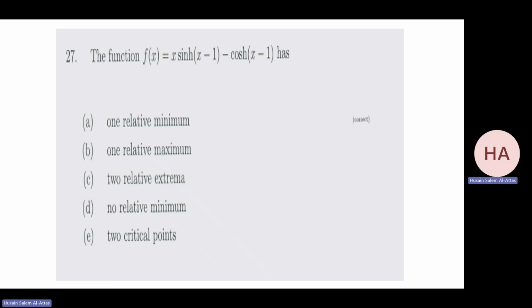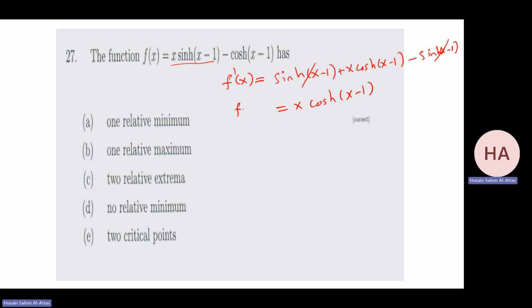The function has a relative minimum, relative maximum. Then I need to find f prime and check the signs. What will be f prime? Quotient and product rule. Derivative of x is 1, so I have sine hyperbolic x minus 1 plus x cosine hyperbolic x minus 1 minus sine hyperbolic x minus 1. This cancels, so I have x cosine hyperbolic x minus 1. That will be f prime.